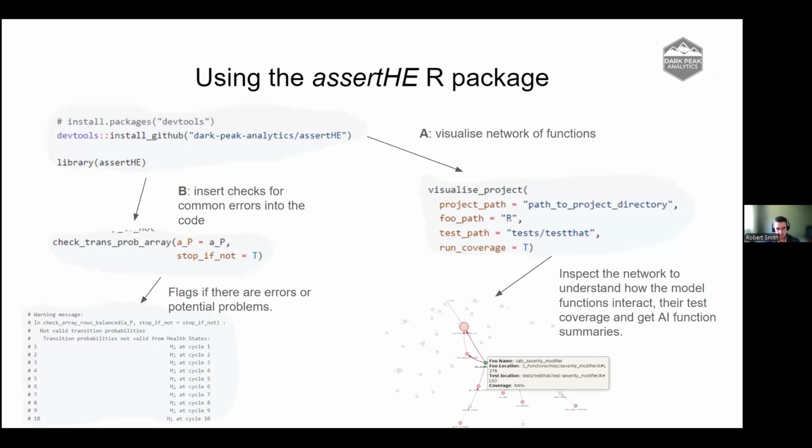So here are the two different use cases. On the left here, we've got how to insert checks into the code. So this is a check trans prob array, which is just writing a check for a three-dimensional time-dependent transition probability array to make sure that it's complying with different rules, and then flagging where there's potential errors. But then the more interesting topic is how to visualize the network of functions within an R model. And so we have this function visualize project, which allows you to pass through the project path, where all the functions are, where all the tests are, and then inspect the network of functions to see how all the different functions of the model fit together.